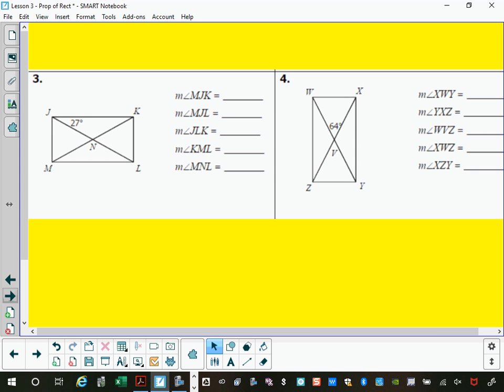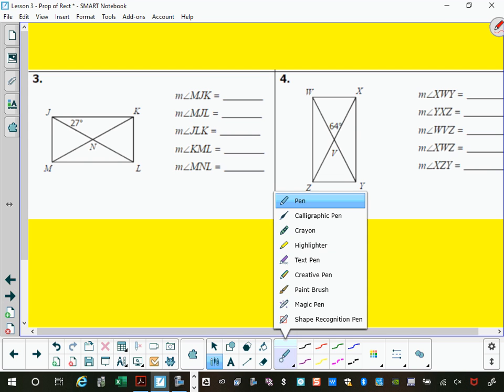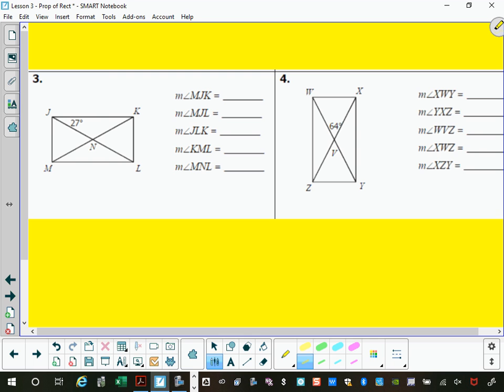All right, this is where the fun starts, the angles. Look at number 3. Do you guys recognize that I basically have 4 little triangles inside of a rectangle? You see that? We've already acknowledged that diagonals are congruent, so let's put some hash marks on my diagonals. I know they're going to be congruent.